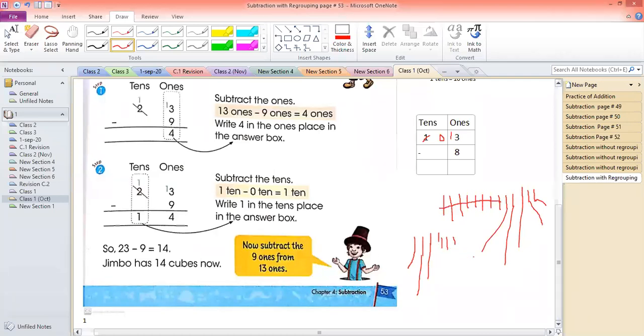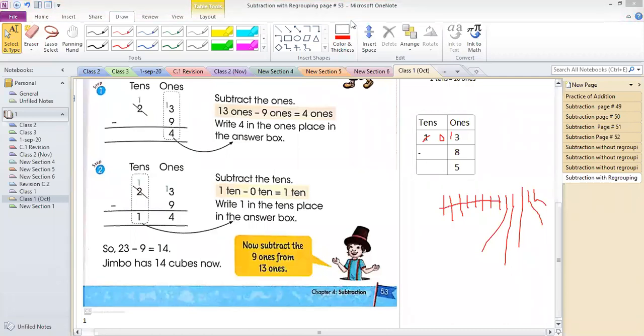So 13 minus 8 is equal to 5, not 6. Now guys, what number should I write here in the tens? We should not write any number here, because there was only one 10 that was regrouped with the ones. So there is no 10, and we don't need to write anything. Okay, very good.